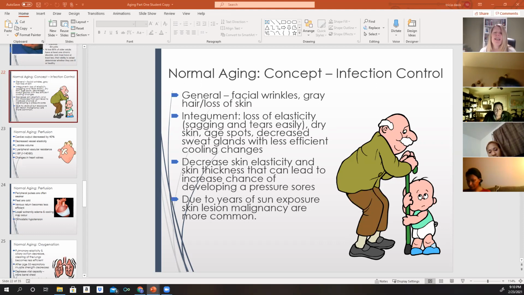They get dry skin, age spots, decreased sweat glands, and then they have less efficient temperature regulation changes. Decreased skin elasticity and skin thickness can lead to an increased chance of developing pressure sores. So we're going to make sure we're rotating those patients in bed every 2 hours, getting them to the chair, turning them over and putting a pillow under them, elevating those heels. And then due to years of sun exposure, skin malignancy is more common.